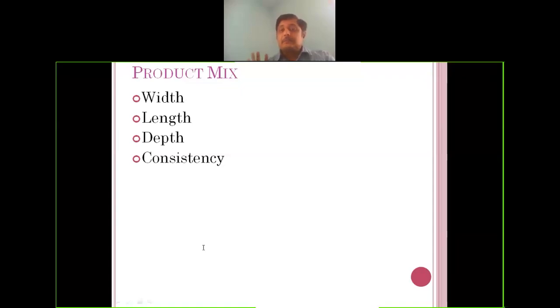That is how the product mix gets more importance in the market. That is how managers need to understand the priority of width, length, depth, and consistency. Okay, so hopefully we have completed product mix and the first unit today. Thanks to everyone.